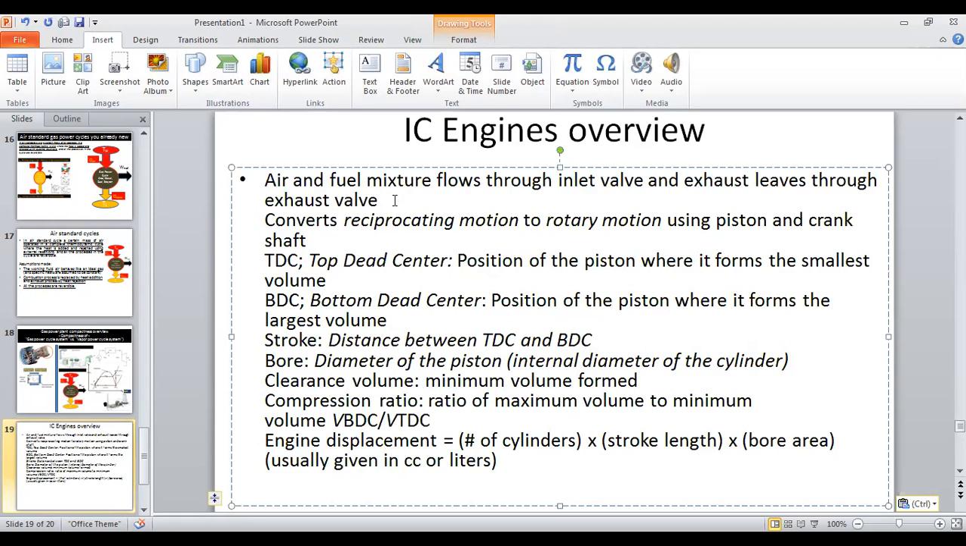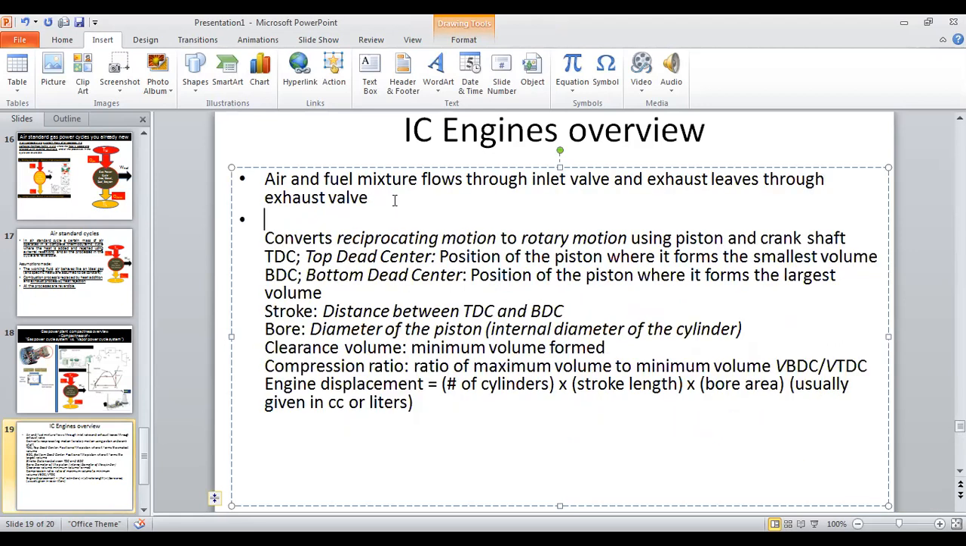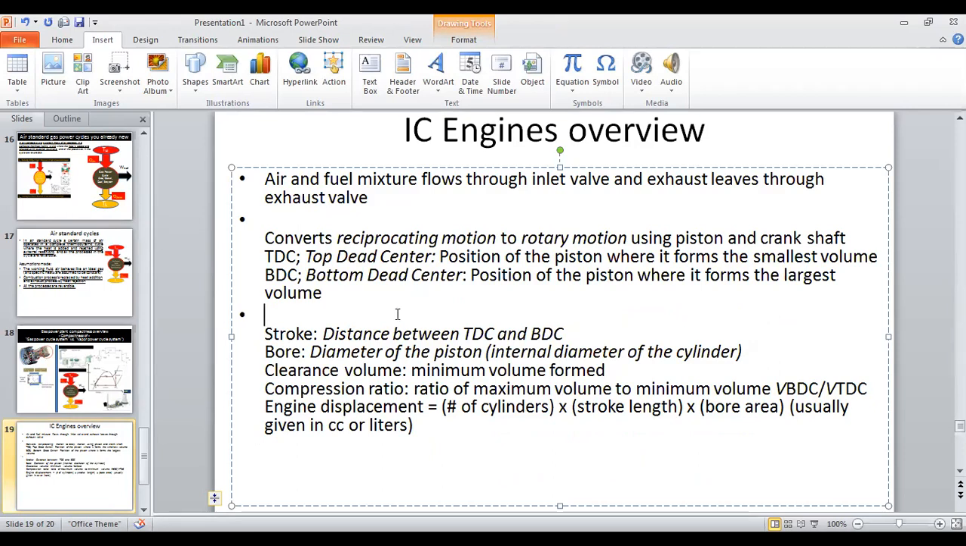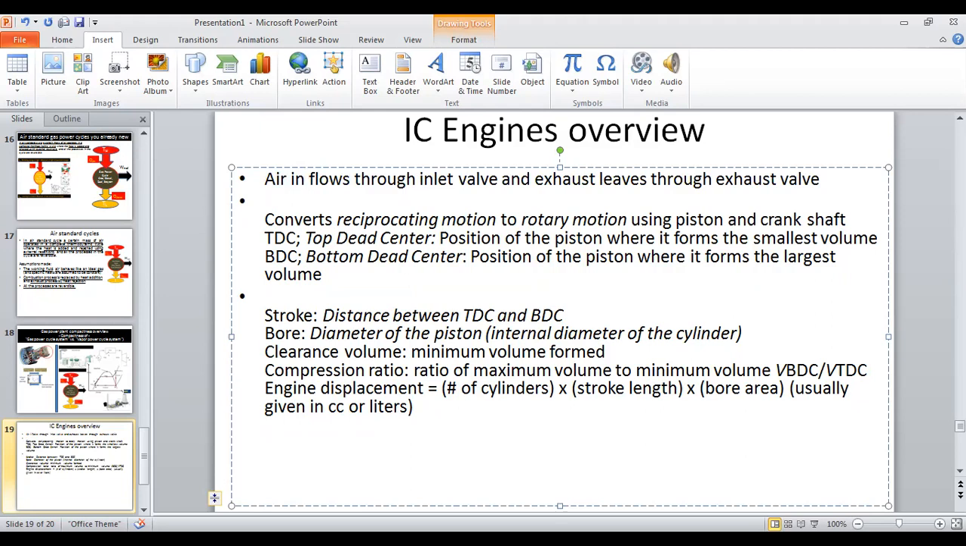You know about this. About TDCs, about BDCs. About the inlet. See, this is the one. Of course, air fuel mixture. For the compression, it is different. So air comes in, let's say, flows through the inlet valve, and exhaust leaves through the exhaust.